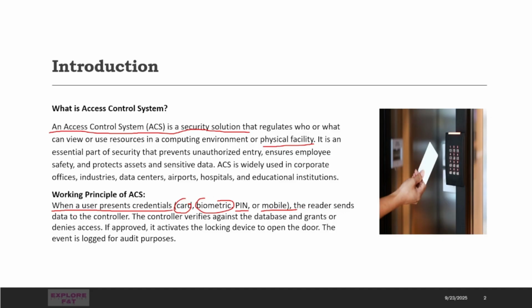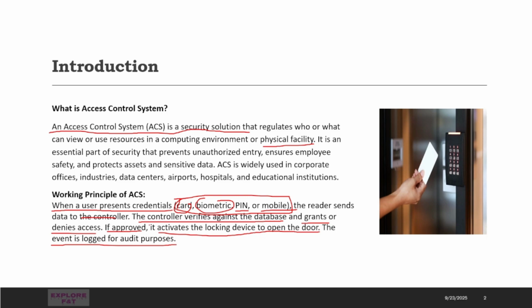The reader sends the data to the controller. If you use these credentials, the reader will send the data to the controller, and the controller will verify it against its database, to check whether the credential matches the database or not. Then it will grant or deny access. If it doesn't find a match, it will deny. If it finds one, it will open the door. If approved, it activates the locking devices to open the door, and then the event is logged in the controller for audit purposes.